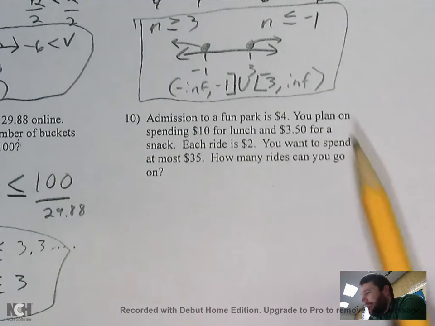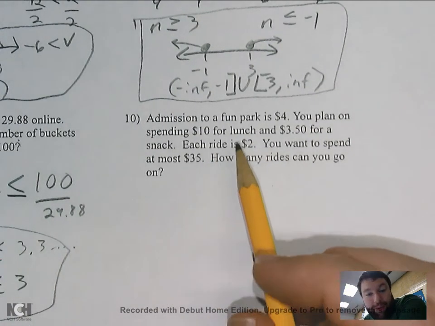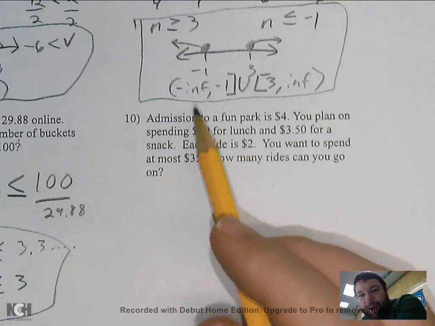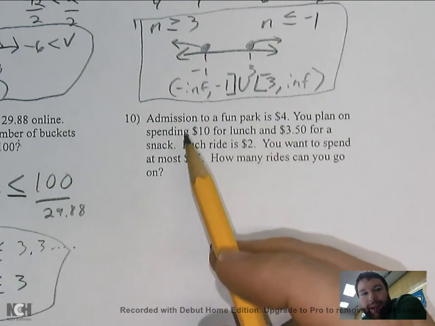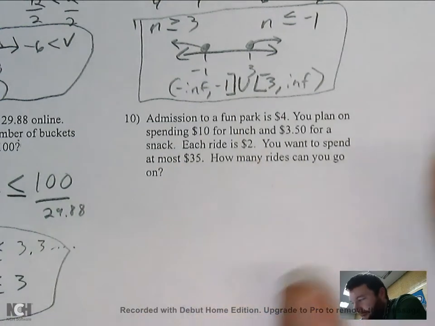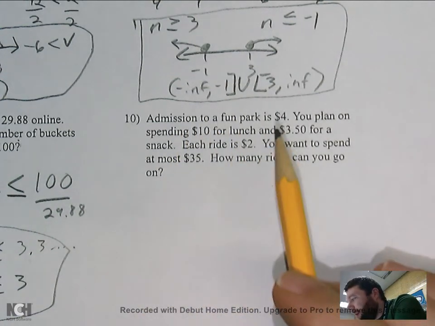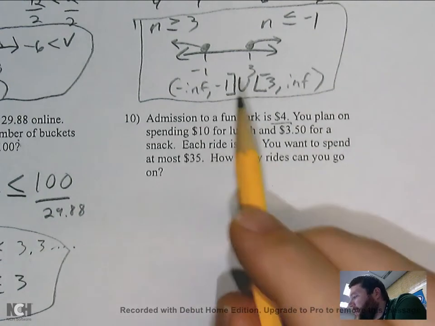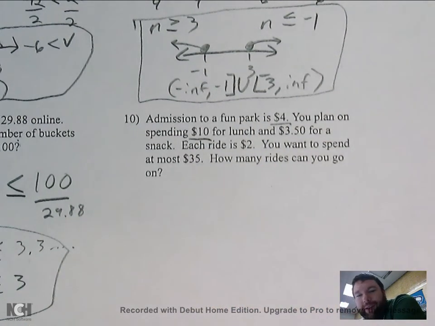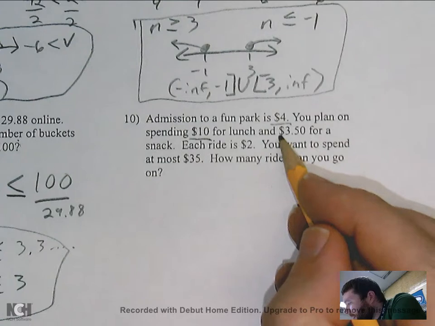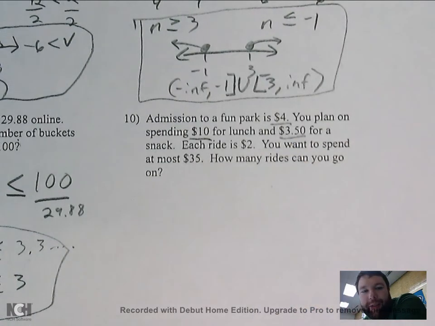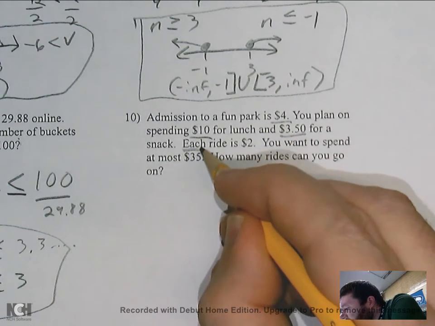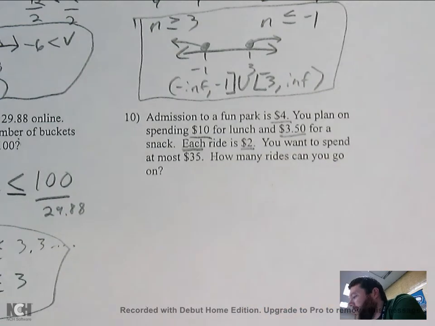Okay, let's try the last problem. And this is something you will most likely see on your test. So just be aware. If you can do these, then you can do everything on your test. So admission to a fun park is $4. That's a one-time fee, right? You plan on spending $10 for lunch. That's another one-time fee. And $3.50 for a snack. That's another one-time fee. Each ride is $2.